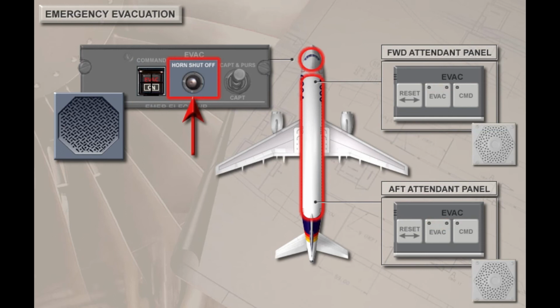Pressing the horn shutoff button silences the horn in the cockpit only. When the evac command push button is pressed off, all lights and sounds in the cockpit and cabin will cease.